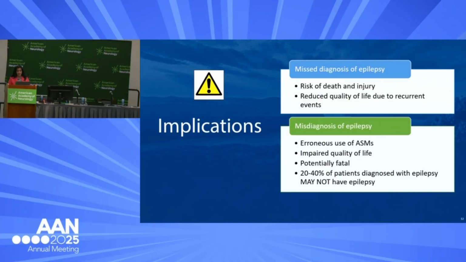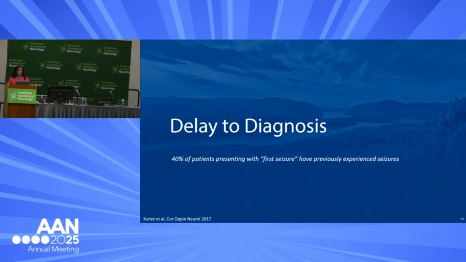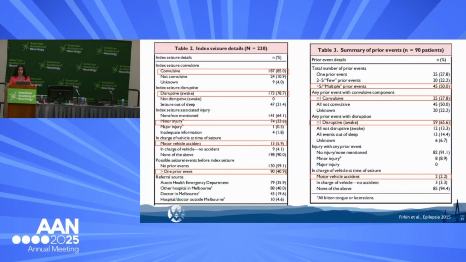It can be potentially fatal because treatment may be escalated for the wrong diagnosis. And it's been shown that 20 to 40% of patients that are diagnosed with epilepsy may not actually have epilepsy. There's also an issue with the delay to diagnosis. So 40% of patients who presented with their first seizure have previously experienced seizures, and we've seen this in multiple studies. So we'll start with this one.